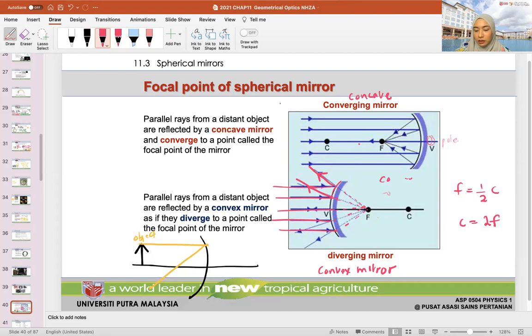Seems odd, but it is what it is. And this is your focal point, and this is your center of curvature. It is behind the mirror. I told you there is no light behind the mirror. So we call this area virtual. If we have the F or the C behind the mirror where the light cannot pass through, this is called virtual focal point or virtual curvature.